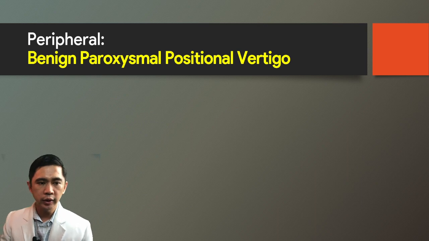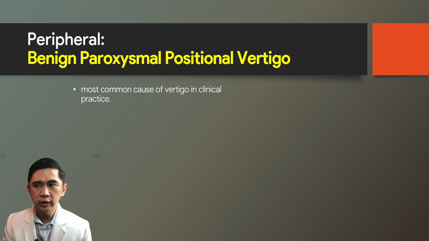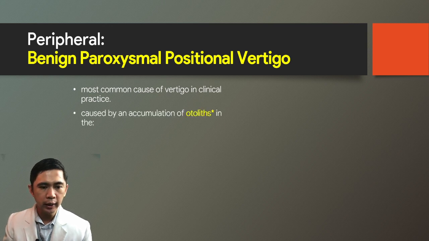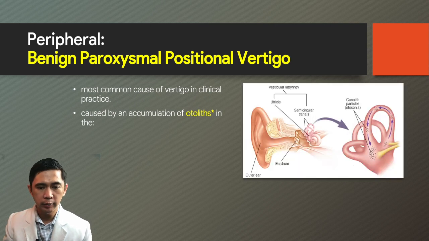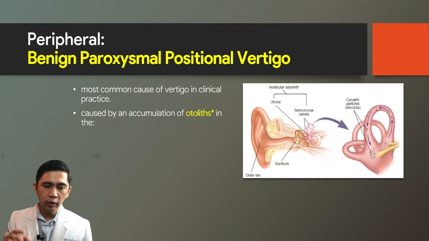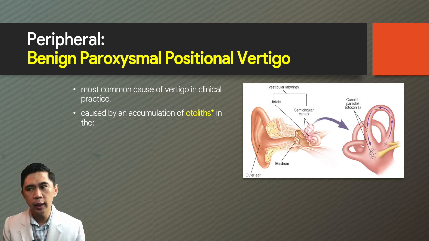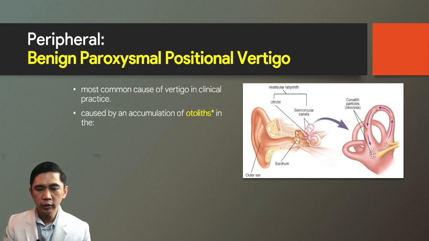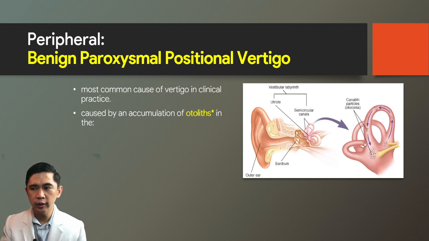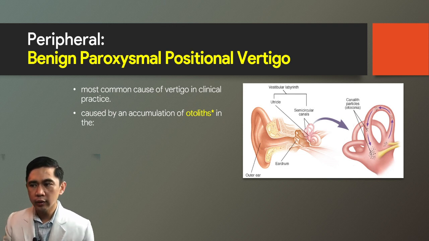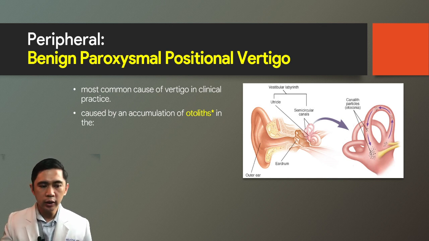Let's discuss first BPPV or benign paroxysmal positional vertigo. This is the most common cause of vertigo in clinical practice, and it is caused by the accumulation of otoliths in the semicircular canals. Remember that the otoliths are part of the macula system, and they are found only in the saccule and the utricle. Whenever otoliths get dislodged into the semicircular canals, which don't have otoliths, they will stimulate the cupula system, and thus you will have a sense of motion when there is no actual motion.